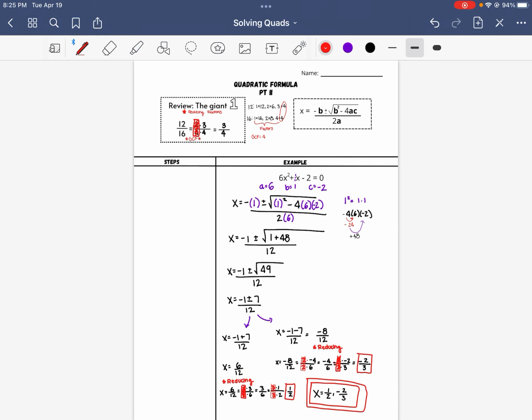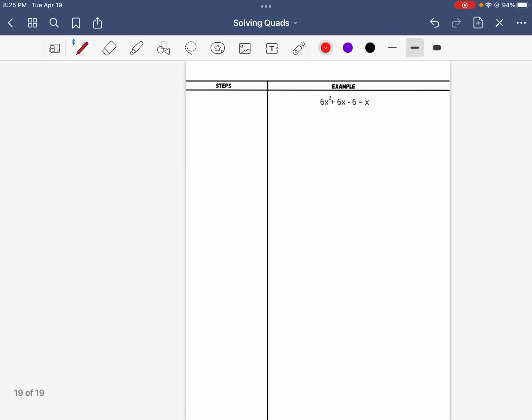And that is my final answer. Now, if you got the hang of this, you can go ahead and pause the video here. If not, I'm going to jump onto the back side and do a second problem.